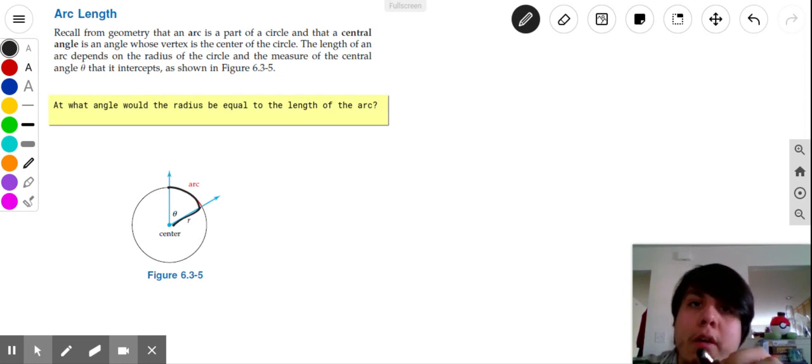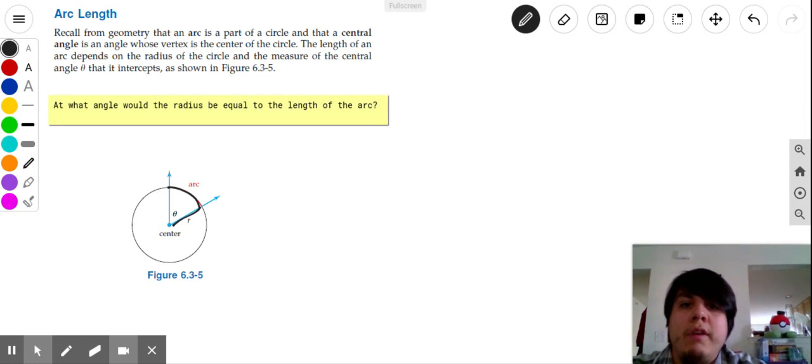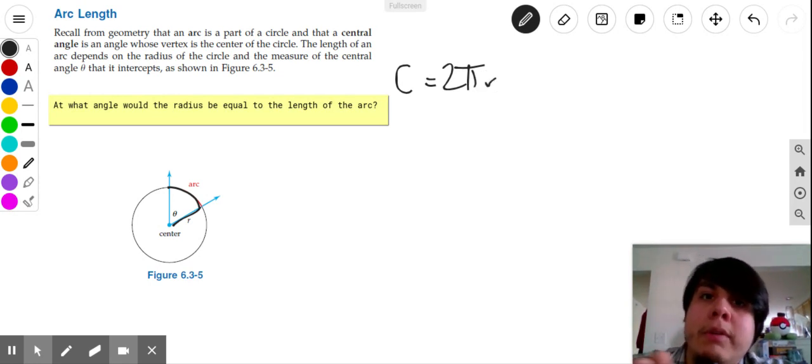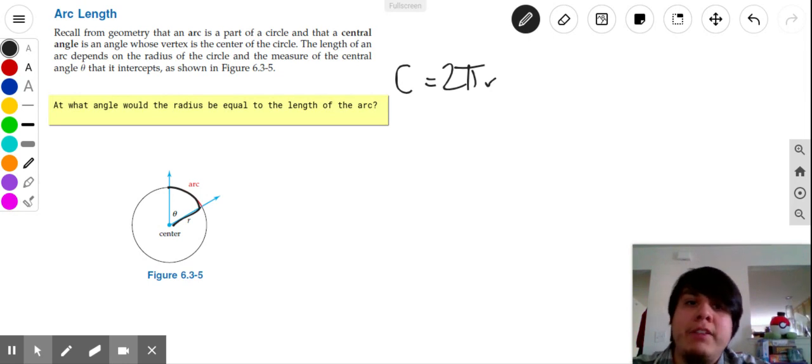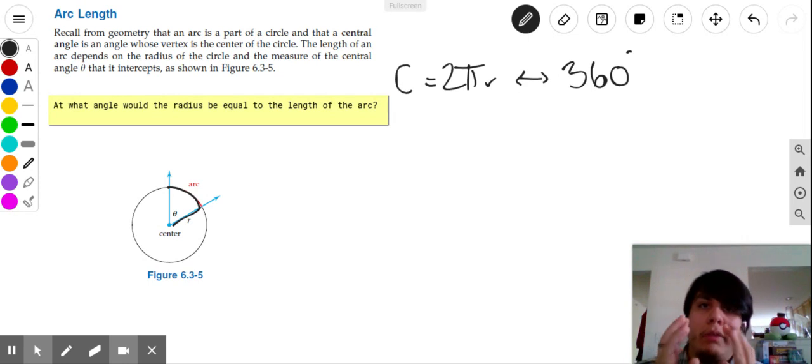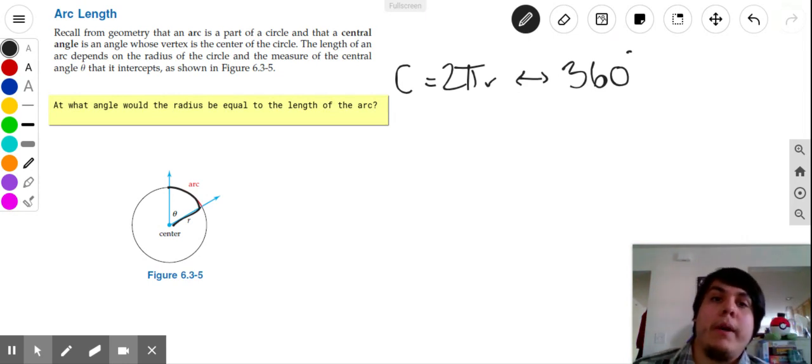So if you notice, the arc is on the edge of the circle. So if we're talking about the edge of the circle, we're talking about the circumference, and the circumference of a circle is equal to 2 pi times the radius. Okay, so that's talking about the entire circle. And if we think about that in degrees, an entire circle is 360 degrees. So these talk about the whole circle. But I'm not talking about the whole circle right now. I'm trying to figure out just a piece of the circle, the arc length.